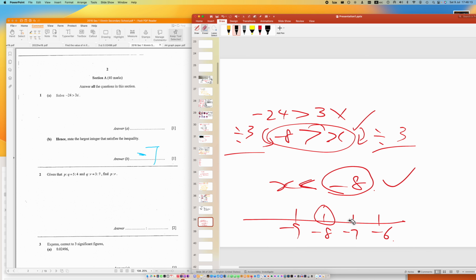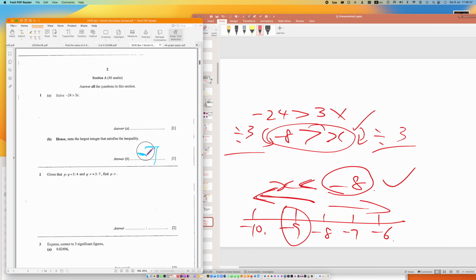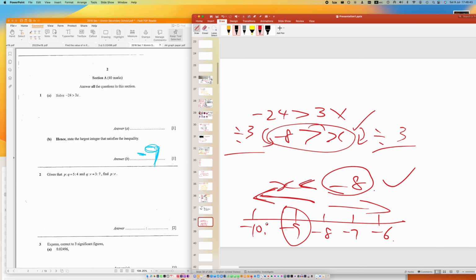What I'm trying to say is, smaller than negative 8, do you go this side or this side? To the left. So the largest is negative 9, because negative 10 is even smaller already, negative 11 is even smaller. So the largest is negative 9. Make sense? So the answer is negative 9.